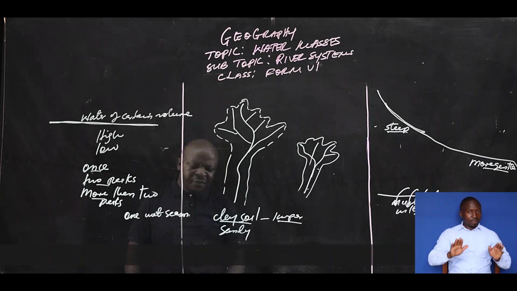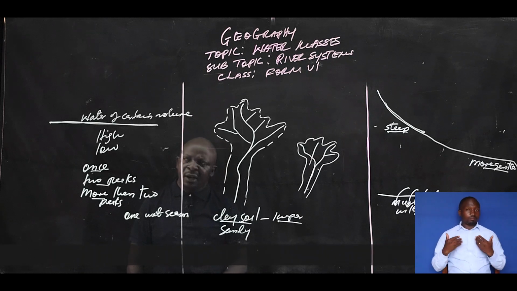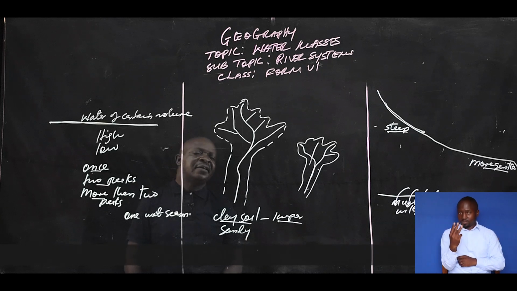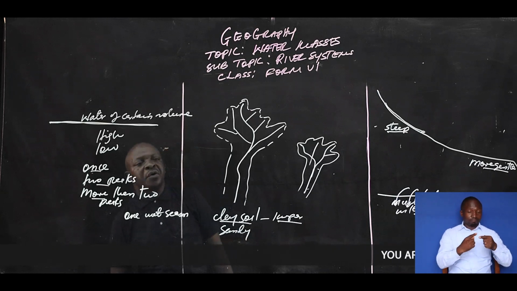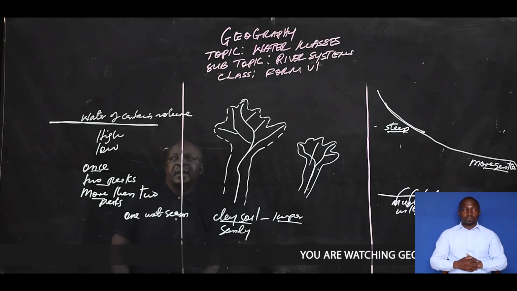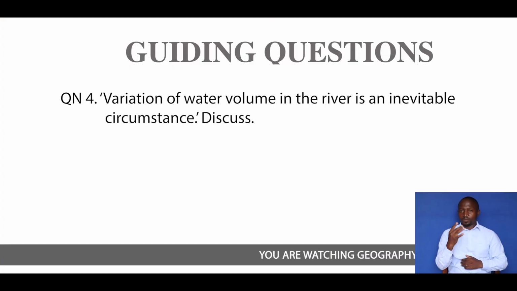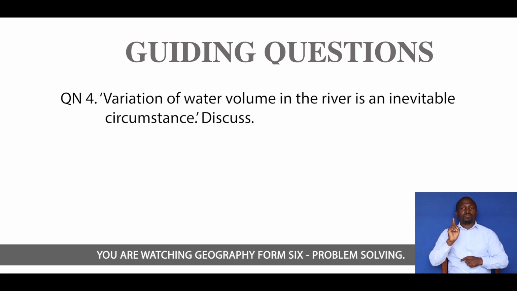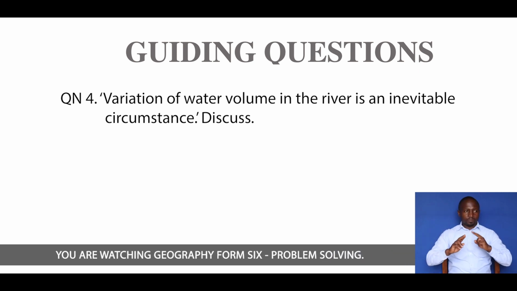So, being the case, we are through with question number 3, and let us take time to continue with another question. Question number 4. Variation of water volume in the river is an inevitable circumstance. Discuss.